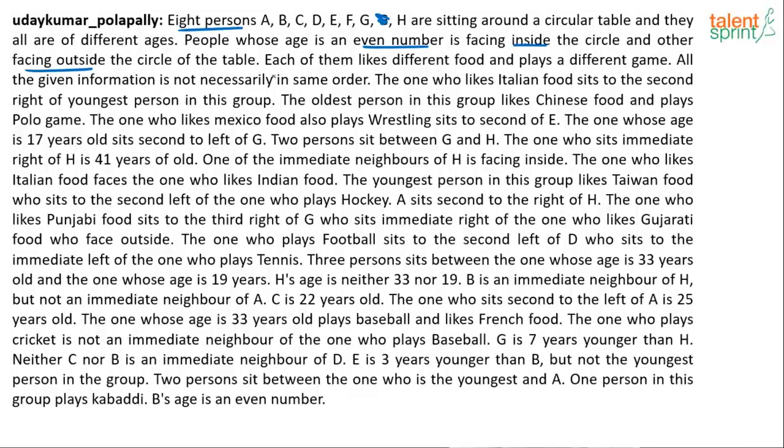Now again, the other 2 attributes that we have are each of them likes a different food and plays a different game. So when you read through, you'll find different games mentioned here, wrestling, and again, different foods or different cuisines like Mexican, Chinese. Then we have hockey here, right? We have got Punjabi here. We have got kabaddi here, cricket here, and so on. So multiple attributes basically: food or cuisine, game or sport that they play.